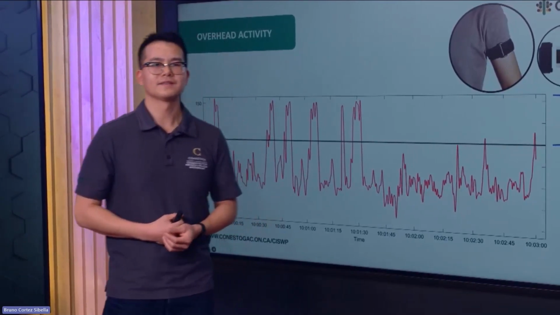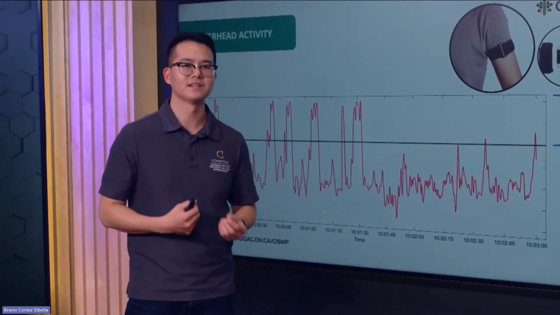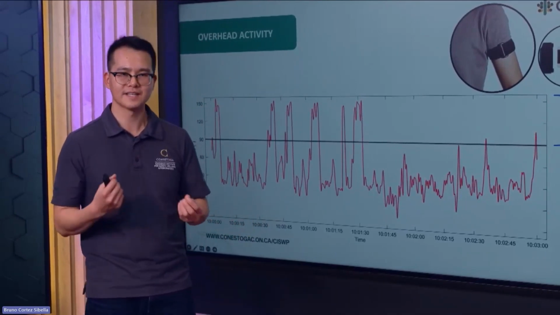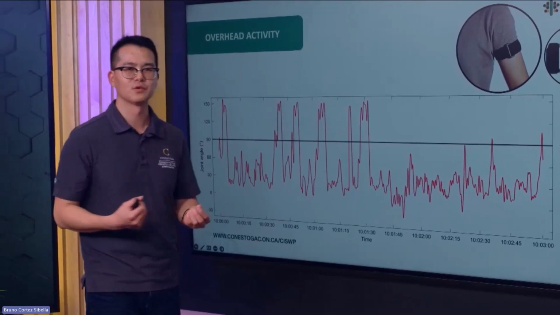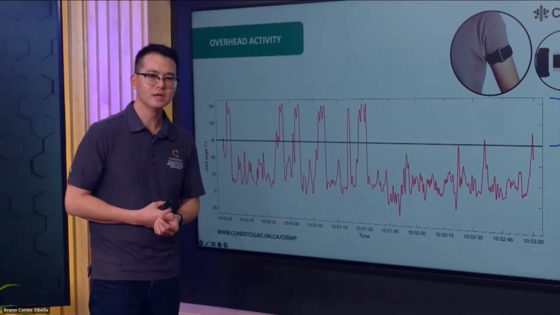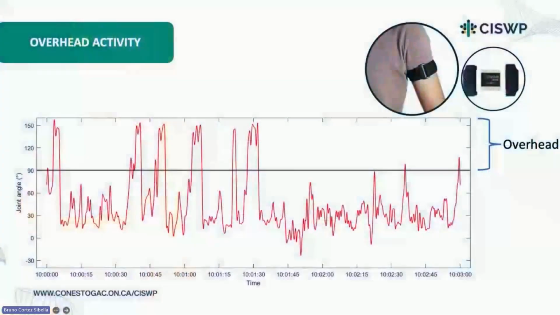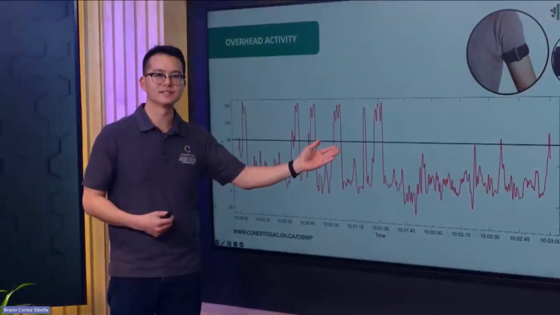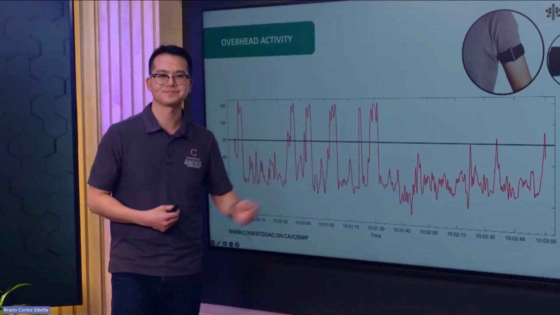Let's start looking at the results, starting with the accelerometry data to get a sense of the workers' exposure to overhead work. What you see here is a 3-minute sample of a participant's processed accelerometry data. On the y-axis, you have joint angle, and on the x-axis, you have time. So that's the 3 minutes of that sample. And the horizontal line here indicates 90 degrees of upper arm elevation.